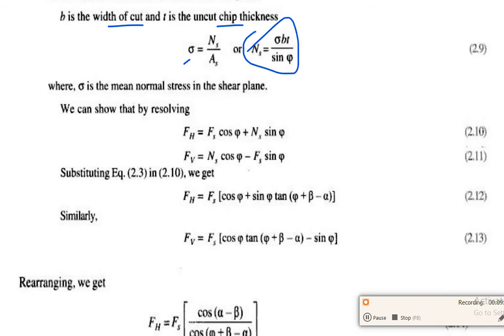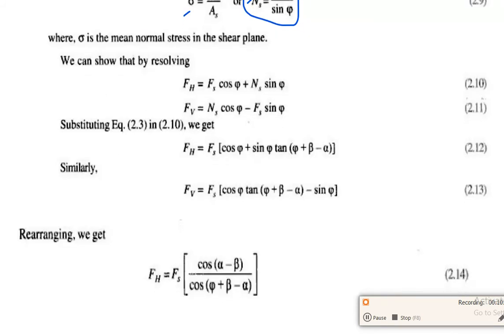Further, we will see how to find the horizontal force and the vertical force. From this equation, we resolve the force into two components: the horizontal component and the vertical component. The horizontal force will be Fs cos alpha plus Ns sin alpha. Writing the vertical force, it will be Ns cos phi minus Fs sin phi from the given figure. Rearranging and substituting all the values, we get Fh equals Fs into cos phi plus sin phi tan(phi plus beta minus alpha). This gives equation 2.12, and the vertical force is Fs into cos phi tan(phi plus beta minus alpha) minus sin phi.